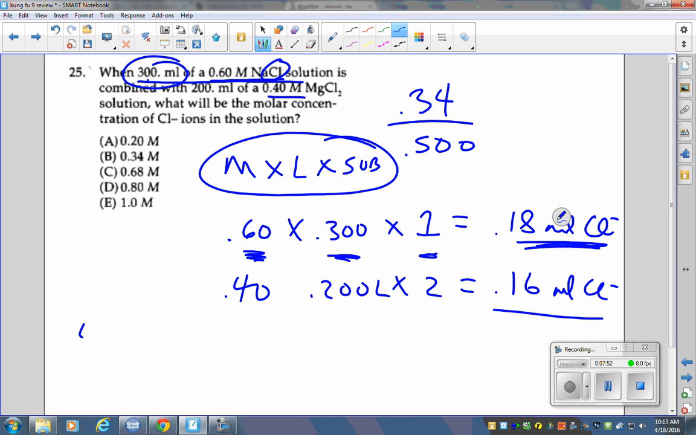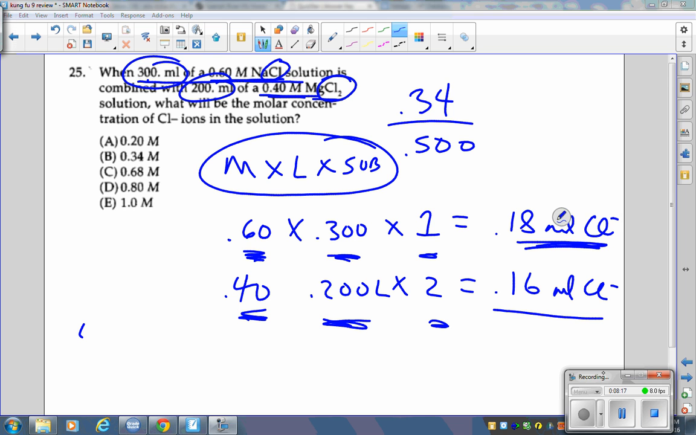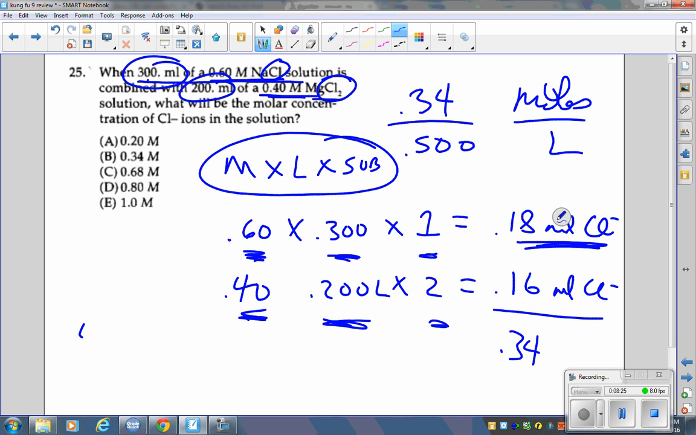Then I'm also combining it with 200 milliliters, 0.4 MgCl2. So I'm going to go 0.4 is my molarity, 0.2 is my liters, but look, Cl, there's double. So guess what I have to do? Multiply by 2. So I'm going to go 0.4 times 0.2 times 2. I'm going to end up with 0.16 moles of Cl-. They're asking me the concentration, which is the same thing as moles over liters. Well, if I add these two together, I get 0.34 moles of Cl-.